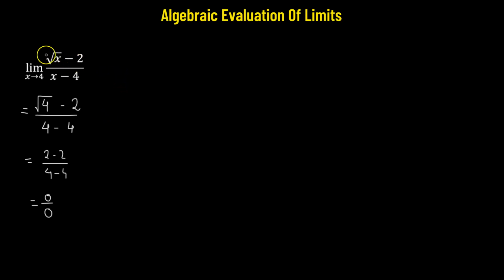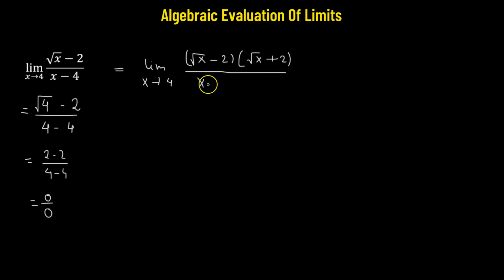So that means we need to do a little bit of algebraic manipulation to our function. So what we will do, we will take the numerator, which is square root of x minus 2, and multiply it by its conjugate, which is square root of x plus 2. Now, this being an extra term, we also need to multiply it to the denominator. So we have square root of x plus 2 in the denominator as well.